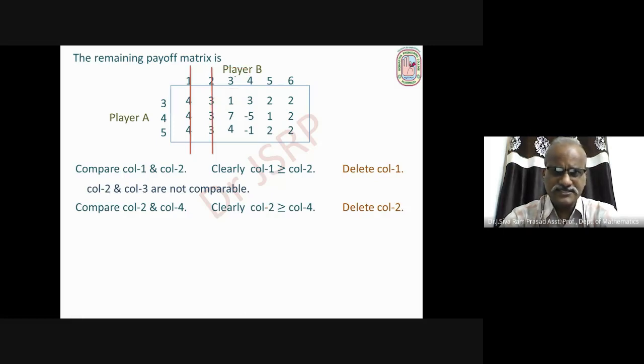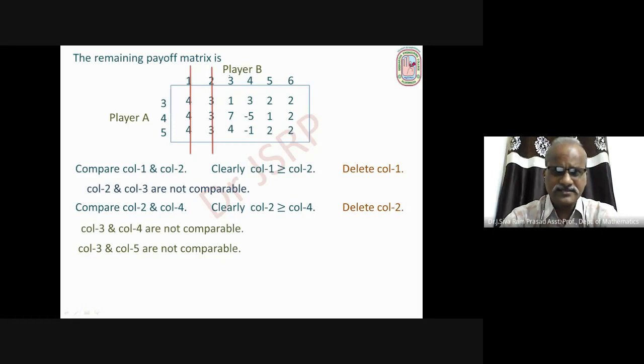Next combination. Compare column 3 and column 4. Here 1 less than 3, but 7 greater than minus 5. Here 1 less than 3, here 7 greater than minus 1. We have two different inequalities. Therefore, column 3 and column 4 are not comparable. Next combination. Compare column 3 and column 5. 1 less than 2, here 7 greater than 1. So we have two different inequalities. So column 3 and column 5 are also not comparable.